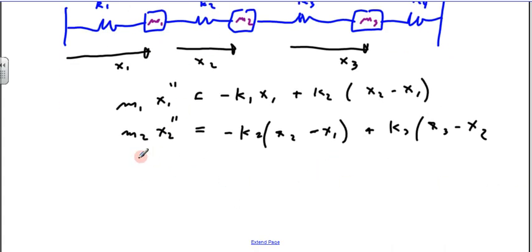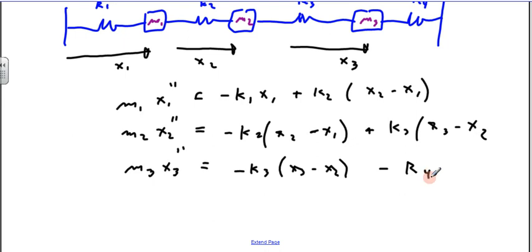And then we can say that the third mass, x3 double prime, is going to be minus K3 (x3 minus x2) minus K4 x3.